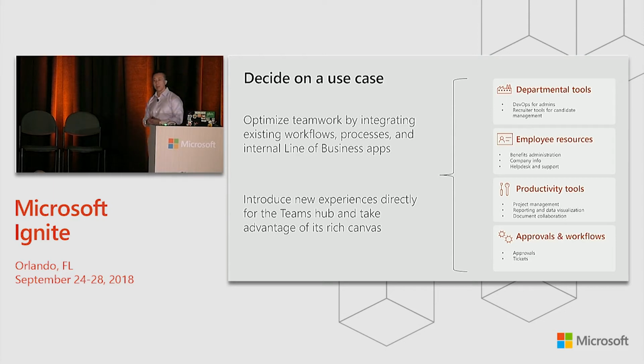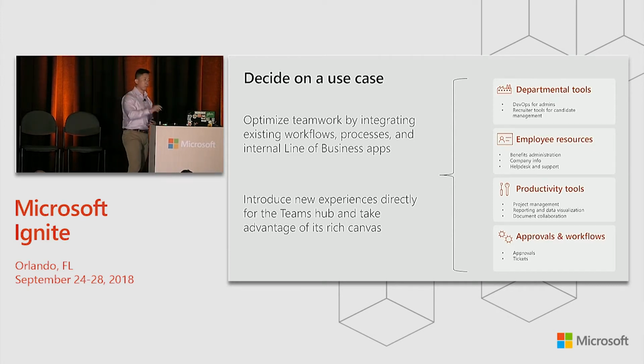We see a lot of employee tools like help desk, company information lookup. Those are super common. We see a lot around productivity tools, so people are bringing in sales, data visualization, reporting, document collab, and then lastly, a lot of the approvals. So people are getting a lot of this stuff in email today.